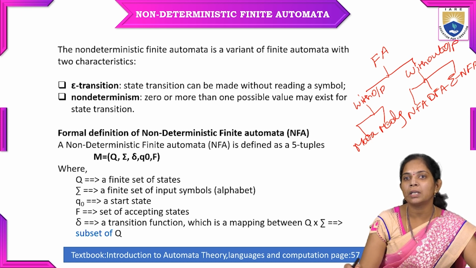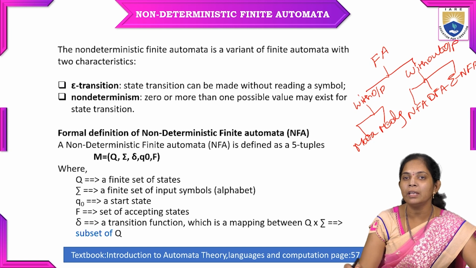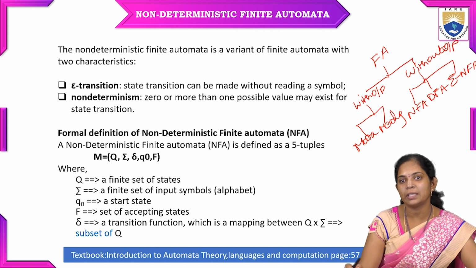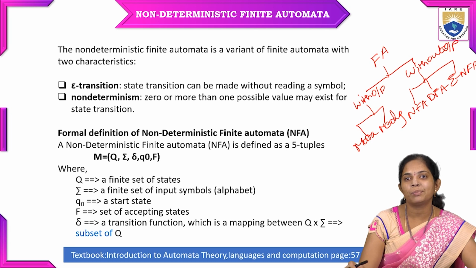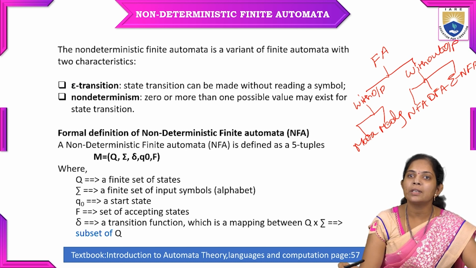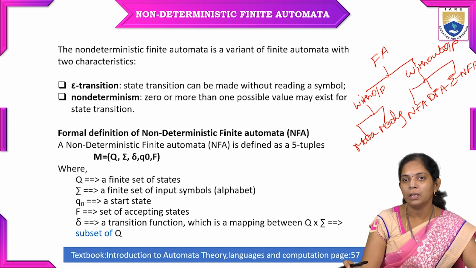Comparing the NFA and DFA, the transition function is different here. Delta is Q cross sigma leading to 2 power Q. Then there are the initial state and the final states. Here the final state is not only a single final state; there can be multiple. F is a subset of the finite set of states Q, that is, a combination or subset of the Q states.